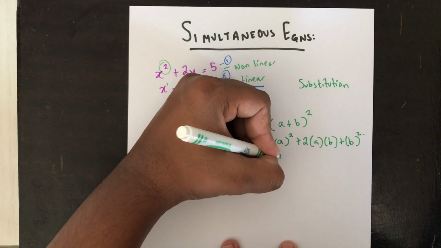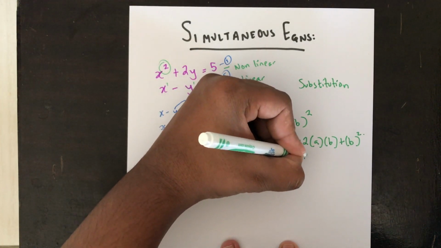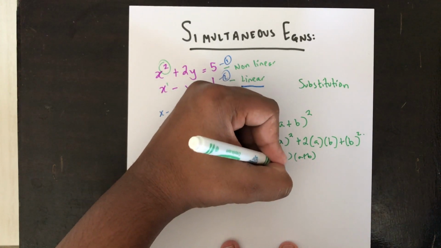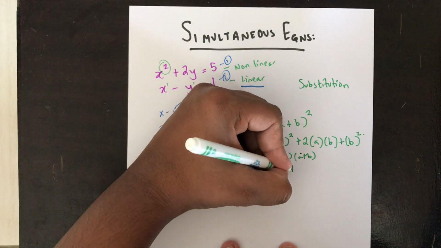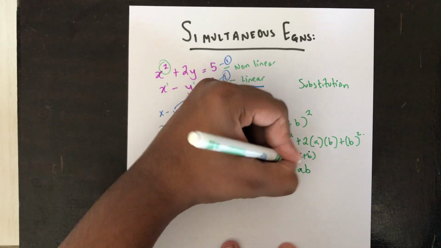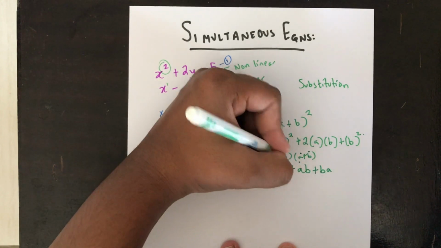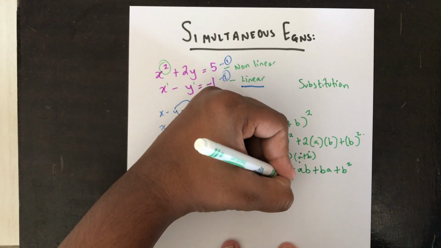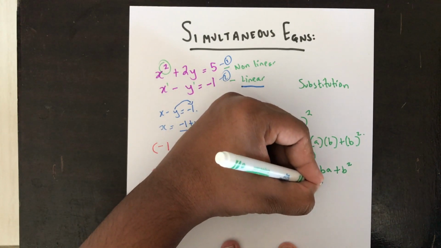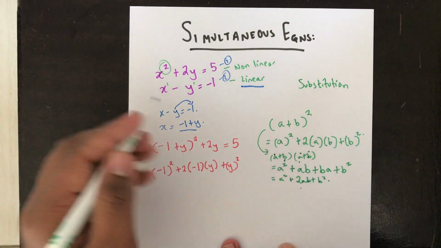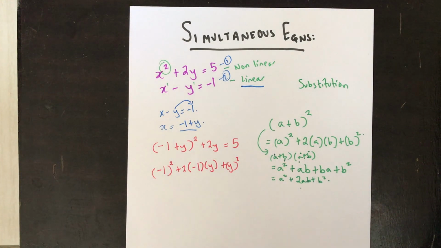If I were to expand this, it will be (a plus b) into (a plus b). I'm just expanding this, so that gives me a squared, a times a, plus a times b, plus b times a, plus b times b. So that's the same as a squared plus 2ab plus b squared. So this and this, they're all the same thing. So that's what I've done. I've just used the identity in order to expand my (minus 1 plus y) squared.